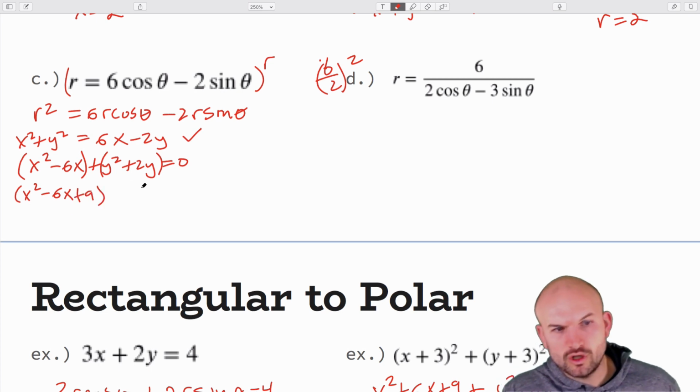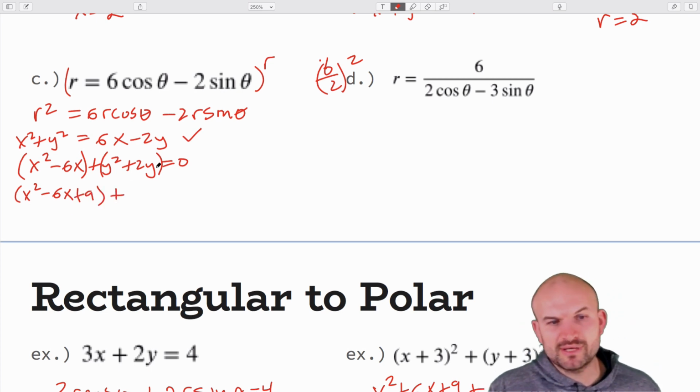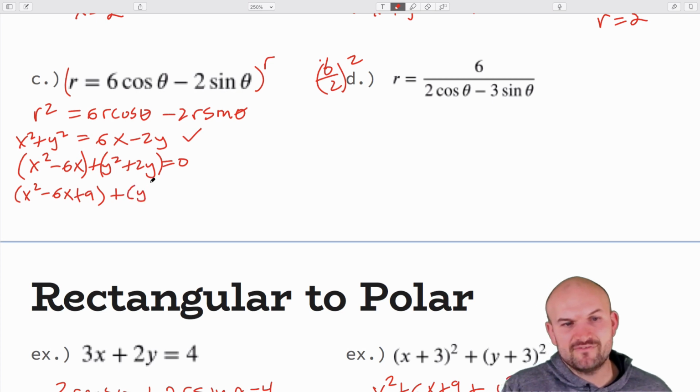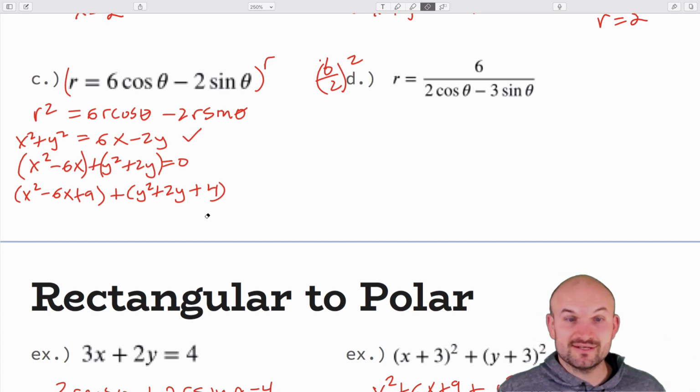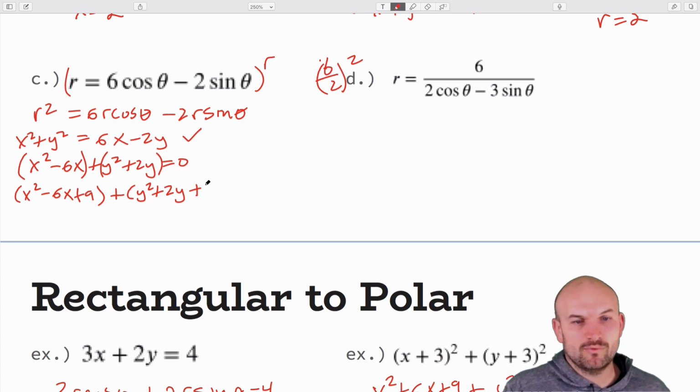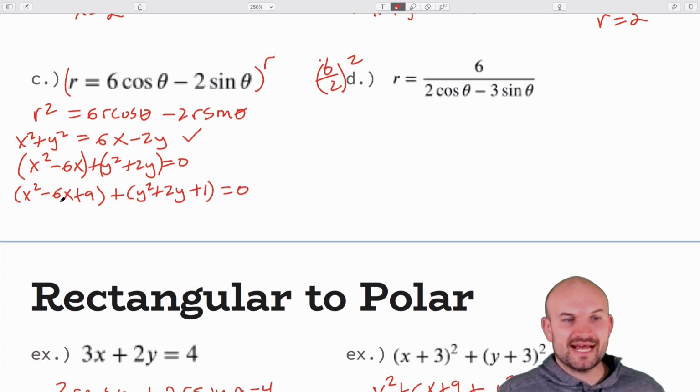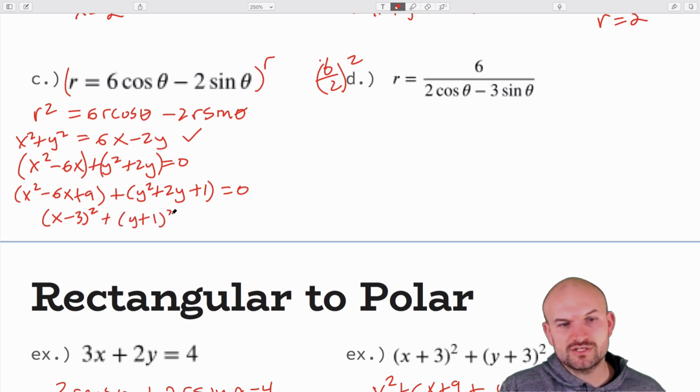But again, our goal here is to create this perfect square trinomial. You can see here, if I add a 4, that produces a perfect square trinomial. Or just do the b divided by 2. 2 divided by 2 is 1. 1 squared is 1. So that's going to be 1 equals 0. But again, I have now produced two perfect square trinomials, which now can be factored down into x minus 3 squared plus y plus 1 quantity squared equals 0.